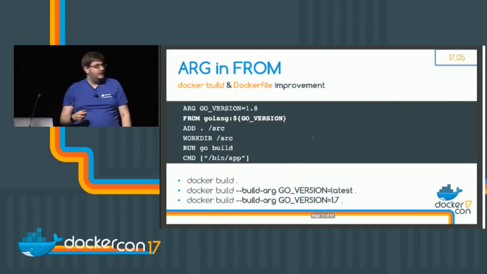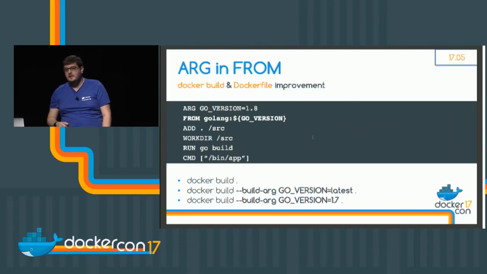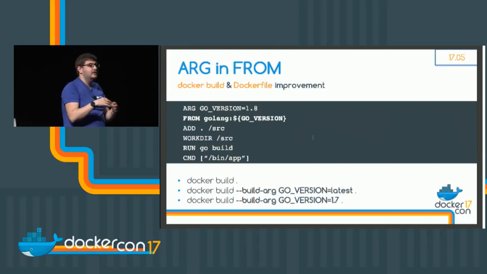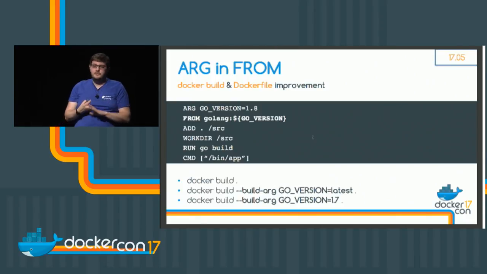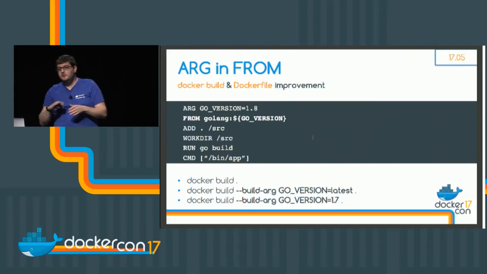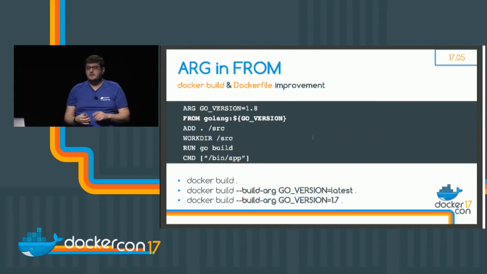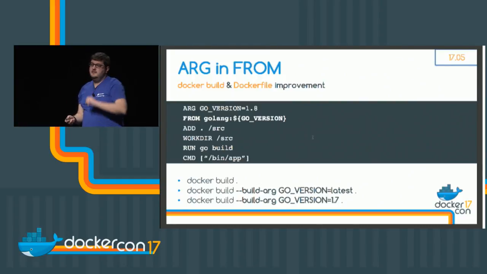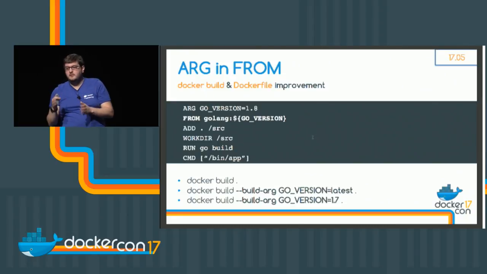And lastly, again about the builder, I want to talk about another feature that was introduced very recently, and that's very powerful. We now allow you to use the ARG keyword, so build argument, in the FROM of your Dockerfile. Here I show a quick example to explain what you can do with it. The first line of this Dockerfile is going to be an ARG. So I'm defining an argument, naming it GO_VERSION here and defaulting to 1.8. And then in the FROM, I'm using this argument as the tag of the image.